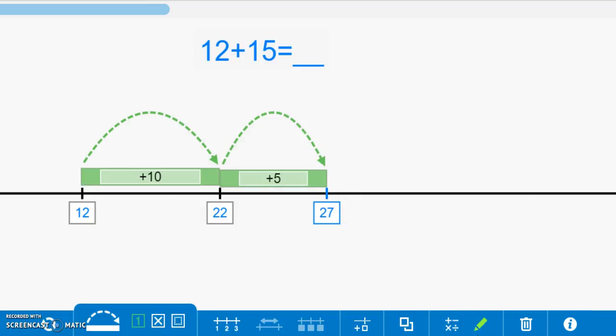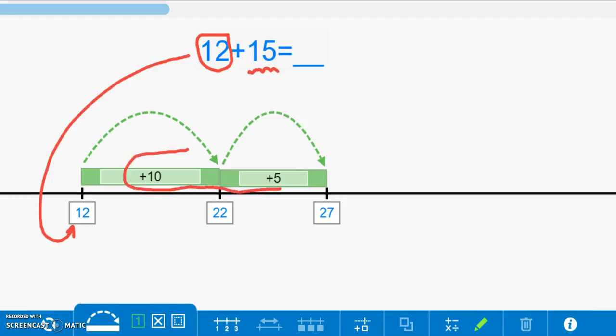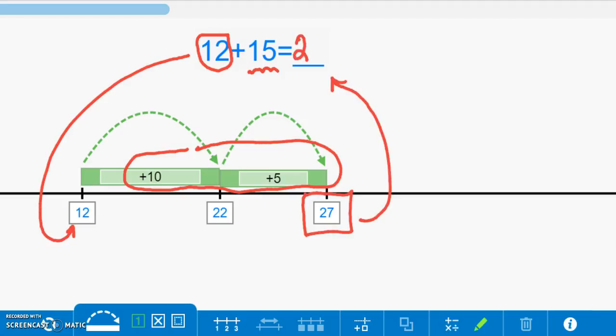So let's get my drawing tool up here. Remember, my first number, 12, is where I start on the number line. The 15 represents how many hops I have to make. And the 27, where I landed, tells me how many containers of slime I now have in my house.